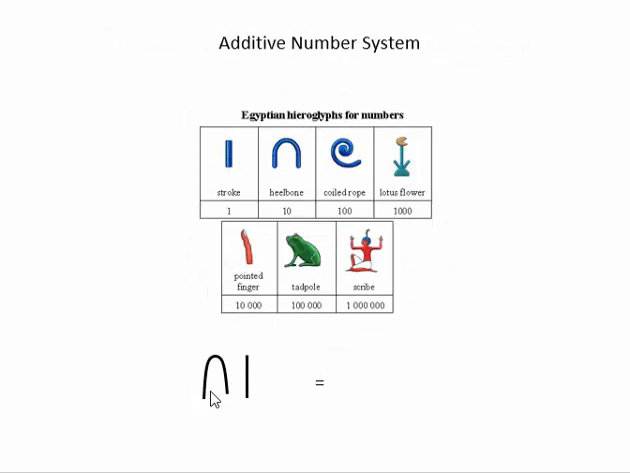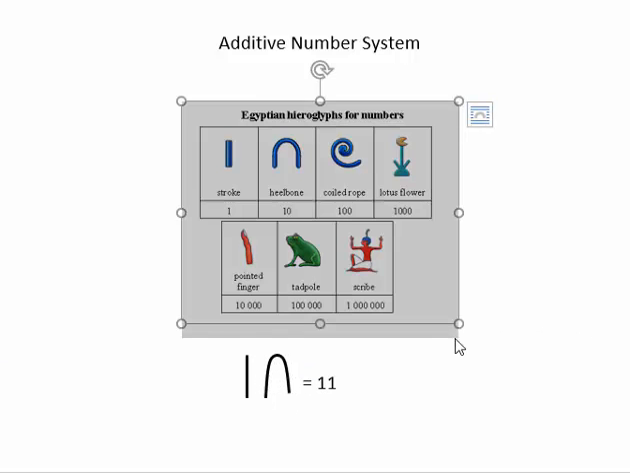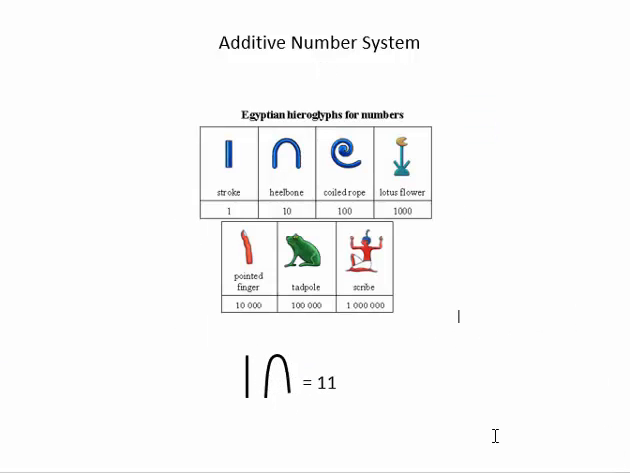Just to review, looking at an additive number system, the Egyptian number system is additive. I put down there a 10 and a 1. We know that number as 11. Now, if I just were to switch it and make it a 1 and a 10, it wouldn't matter. It's still 11. That's the fundamentals of an additive number system.